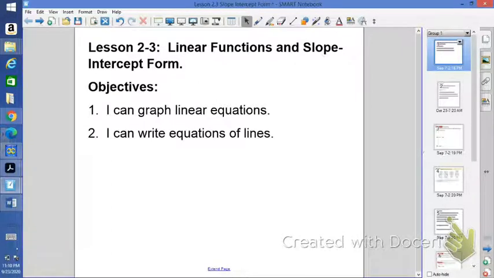Lesson 2.3 is on linear functions and slope-intercept form. The objectives are to graph linear equations and to write equations of lines. This lesson will be broken up into 2 days. The first day we're going to focus solely on the first two example problems.